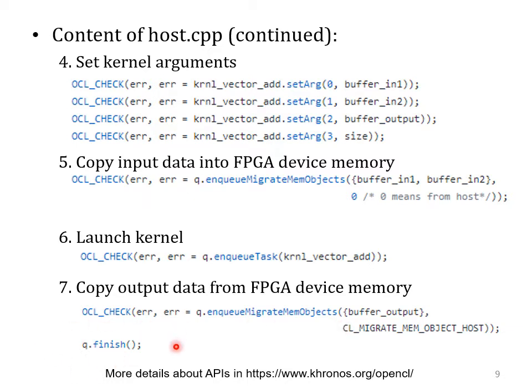Finally, it'll copy output data from FPGA device memory to host memory using the command enqueue migrate mem objects and wait until finish. You probably got the high-level idea of what's going on, but if you want to know the details about these APIs, please go to the Kernel site and search the names of these APIs. Now, let's look at the kernel code, which was enqueued in this line of code.